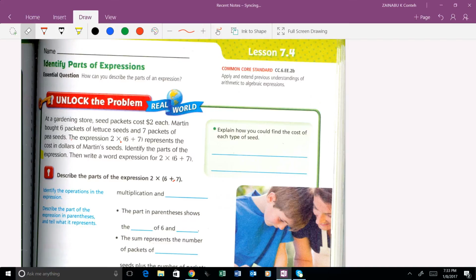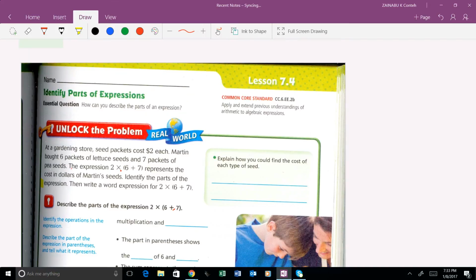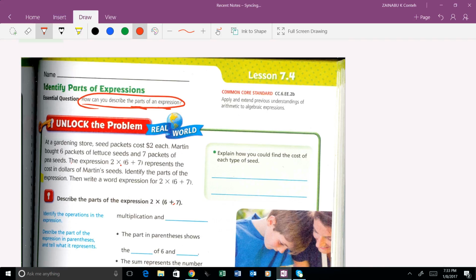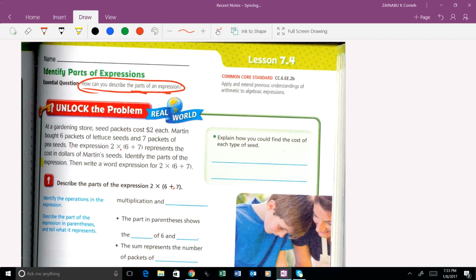It comes from Go Math Lesson 7.4, in which we're identifying parts of expressions. And our central question asks us, how can you describe the parts of an expression? Take a moment to read the Unlock the Problem to yourself.